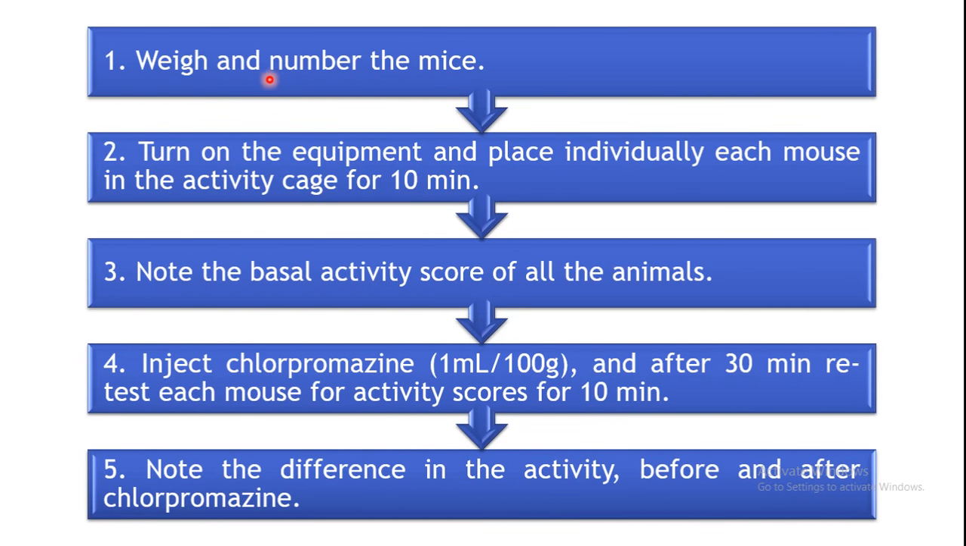So coming to the procedure of this experiment. Step 1 will be to weigh and number the animals. The mice are weighed to find out whether they fall within the required weight, that is 20 to 25 grams, after which they are numbered from 1 to 6. Then turn on the equipment and place each mouse individually in the activity cage for 10 minutes. So 10 minutes is the time for which you are going to allow your animal to remain in the activity cage.